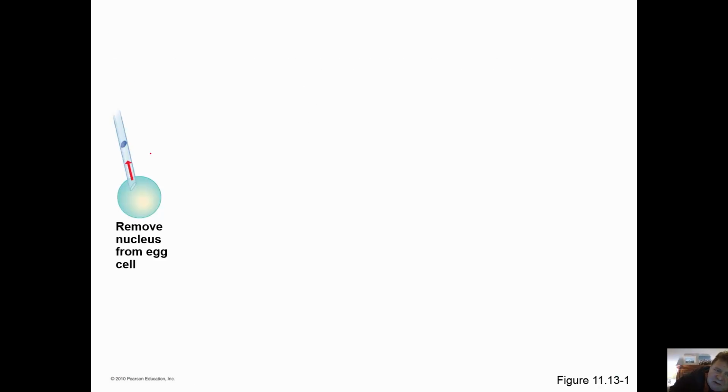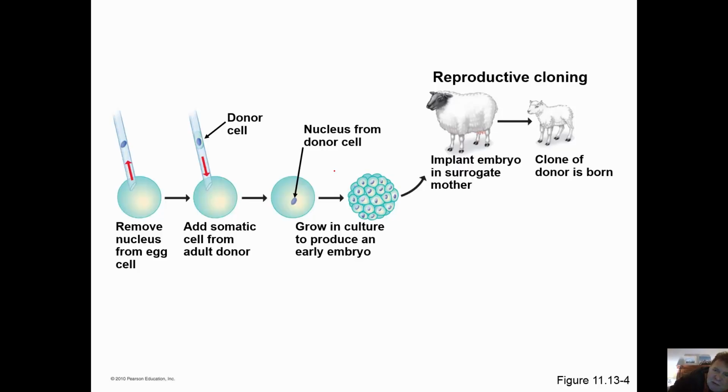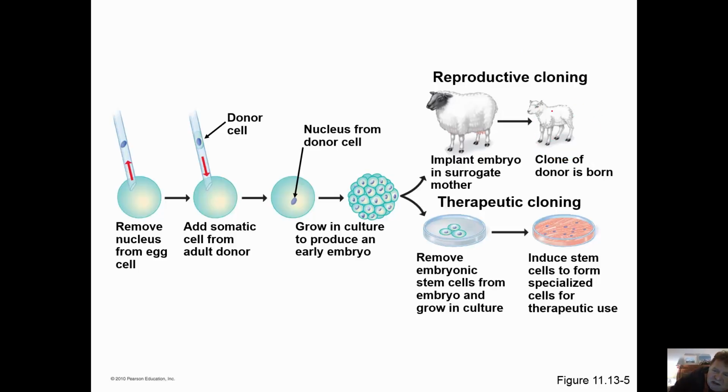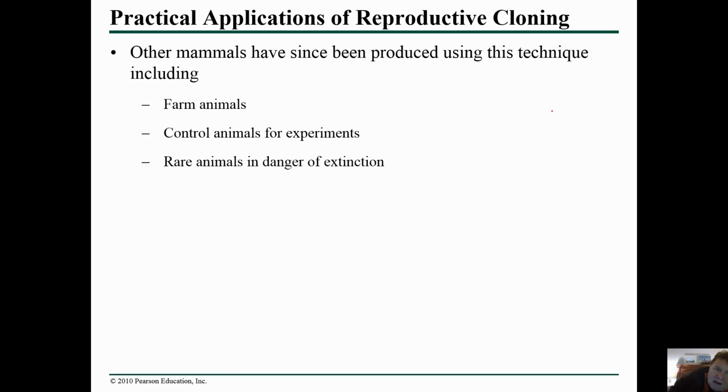What we do here is we remove the nucleus from an egg cell. We add a donor cell nucleus, and then this nucleus from the donor cell, if we allow this egg to go through the differentiation process, will produce a new organism. And again, it has to be born, it has to be put in the uterus just like the mother. And here's an example of the first clone that we saw, Dolly.